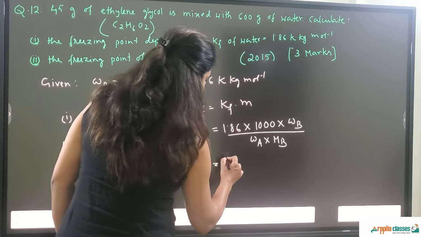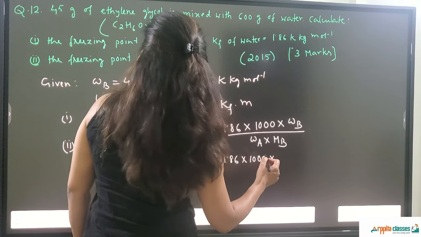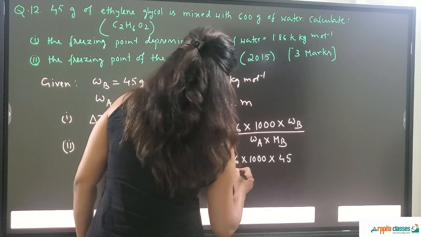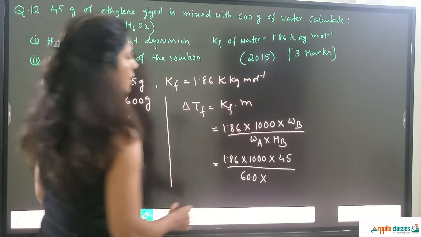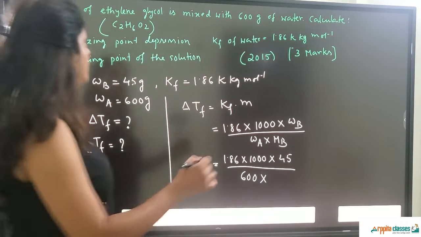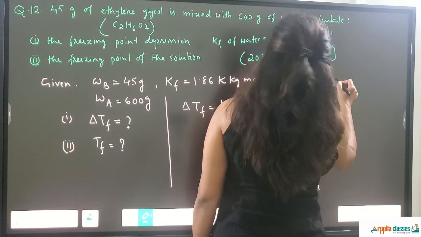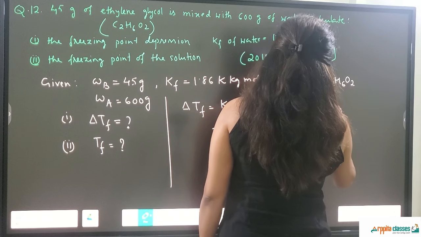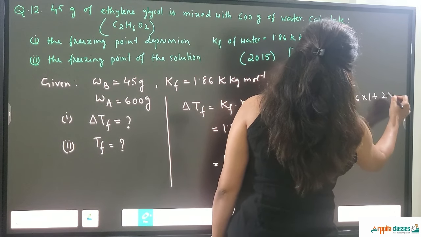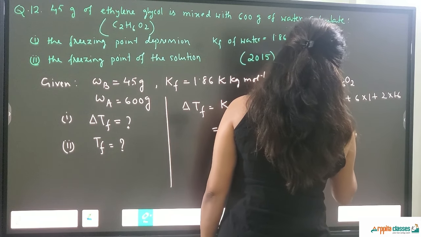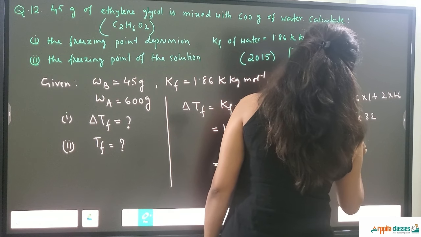So it is 1.86 into 1000 into Wb. Wb is 45, Wa is given as 600, into Mb. We have to find out the Mb from here. So it is C2H6O2. So M of C2H6O2: C2 means 12 into 2, plus 6 into 1, plus 2 into 16. So that's 24 plus 6 plus 32. 24 plus 6 is 30, plus 32.